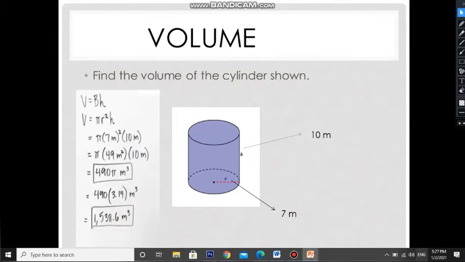Okay, this is the answer, and we have the next way: that's equal to 490 times 3.14, where 3.14 is pi, meters cubed, equal to 1538.6 meters cubed.